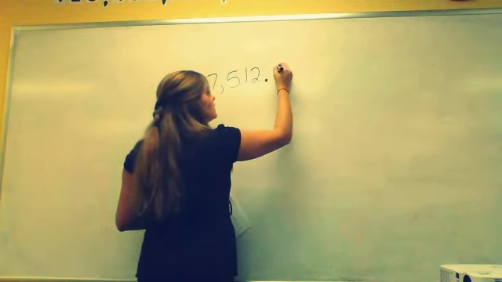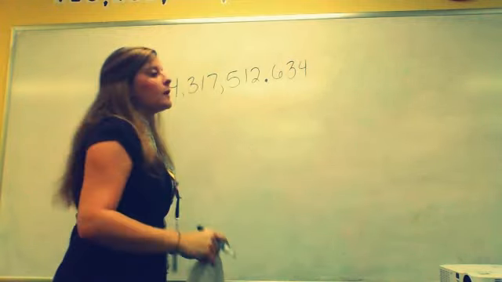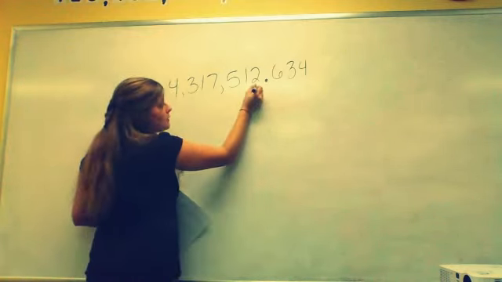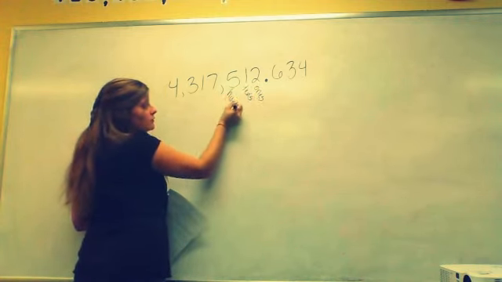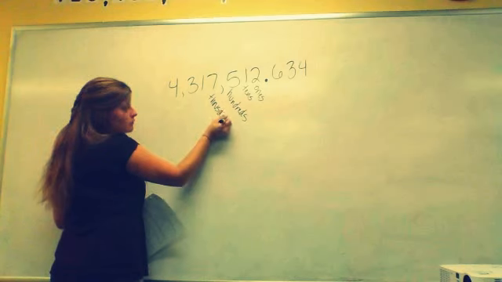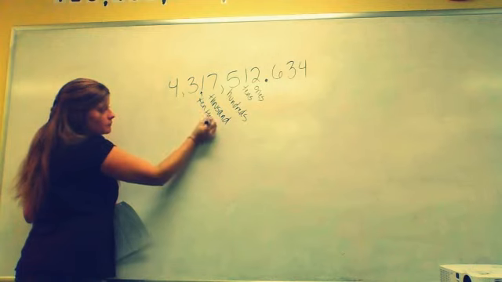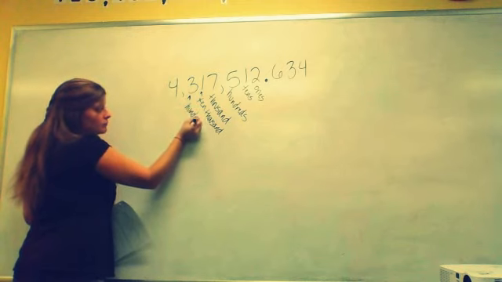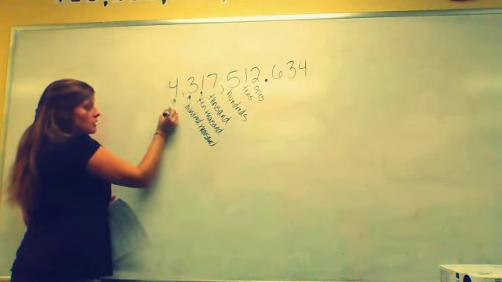4,317,512 and 634,000. Okay. Alright, so again, I've got all kinds of craziness going on here. So I'm just going to go straight down. So I've got my 1s, my 10s, my hundreds, thousands, 10,000, this one right here, 100,000, and million. My 4 is in the millions position.